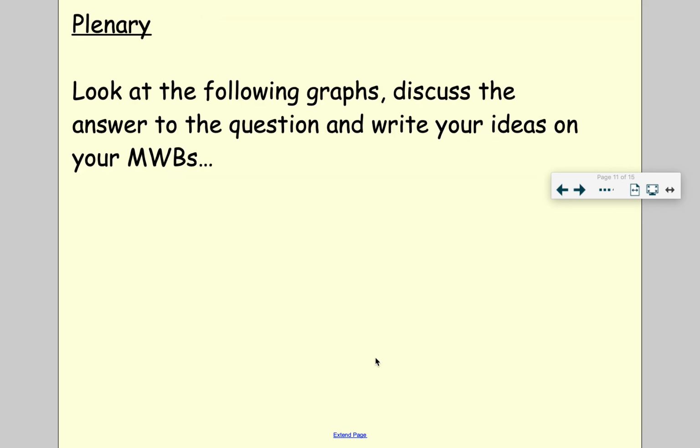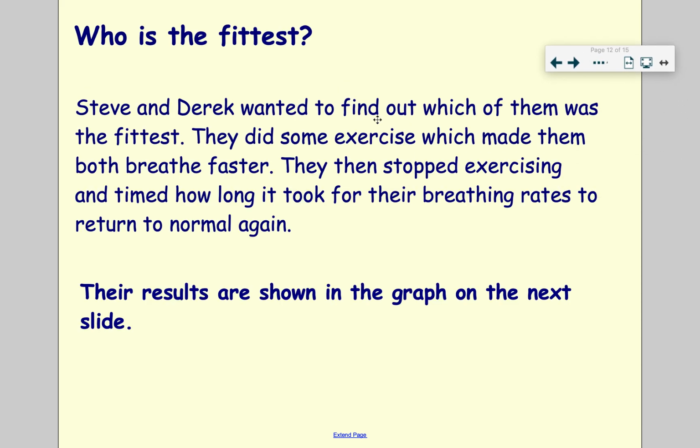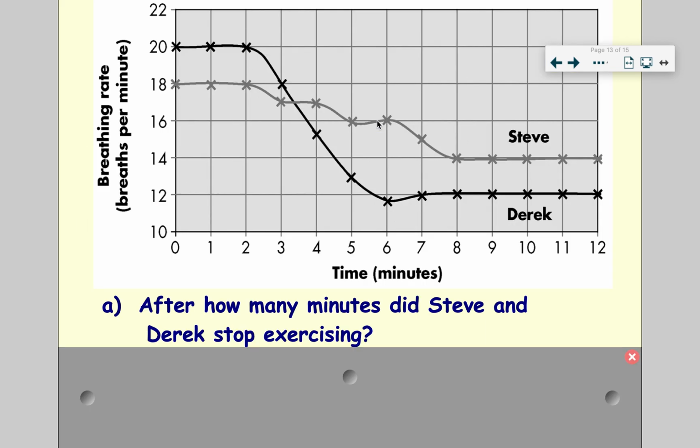So what we're going to do, we're going to look at a couple of graphs and you're just going to write some ideas down in your books, obviously not on whiteboards. So who is the fittest? Steve and Derek want to find out which of them was the most fit. They did some exercise which made them both breathe faster. They then stopped exercising and then timed how long it took for their breathing rates to return to normal again. So we've got their results on a graph on the next slide.